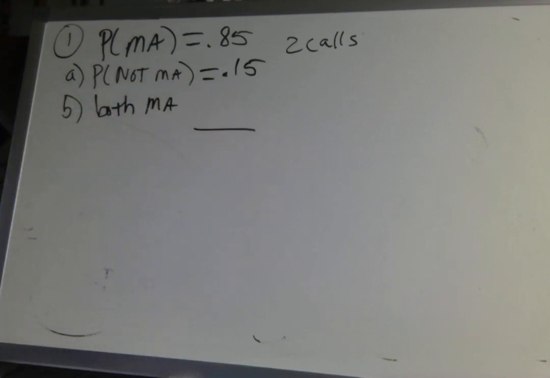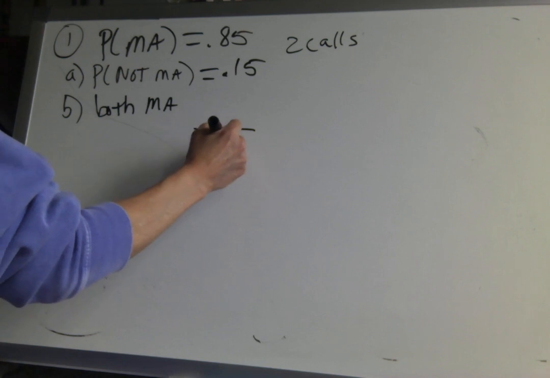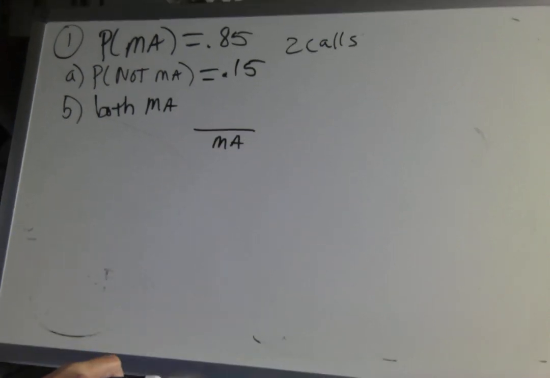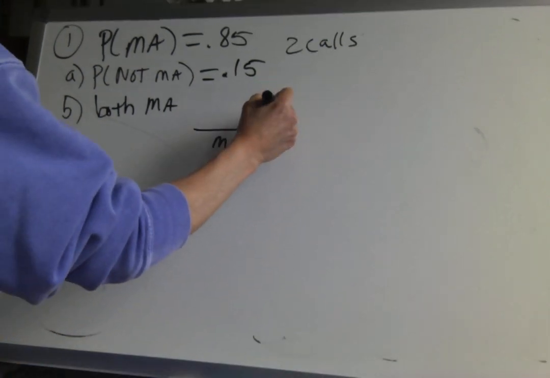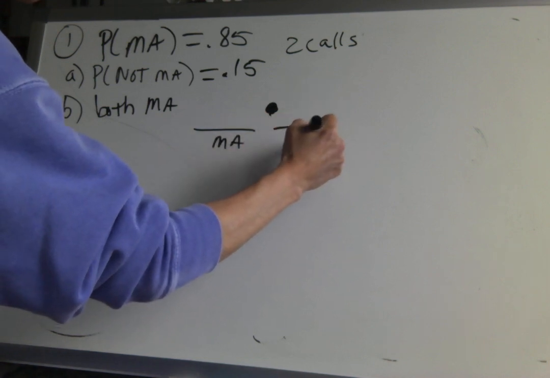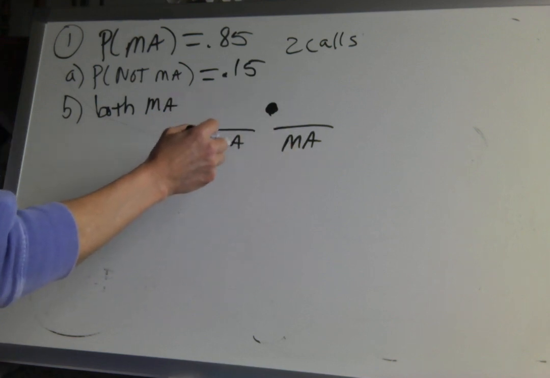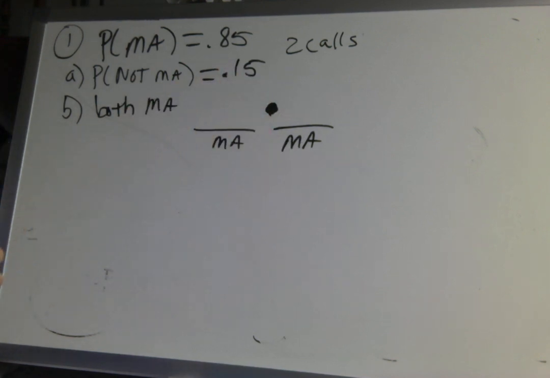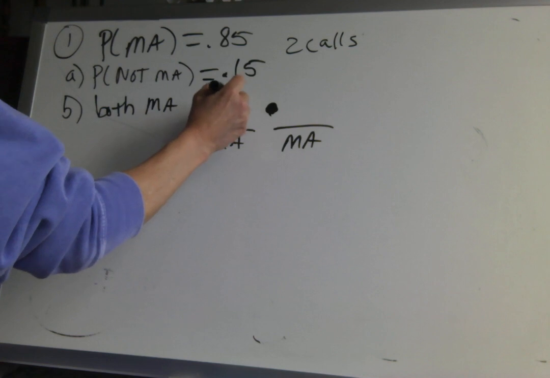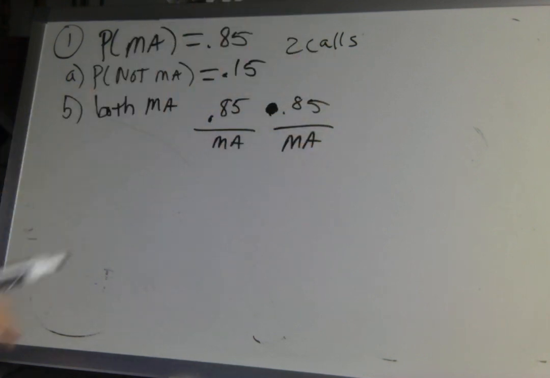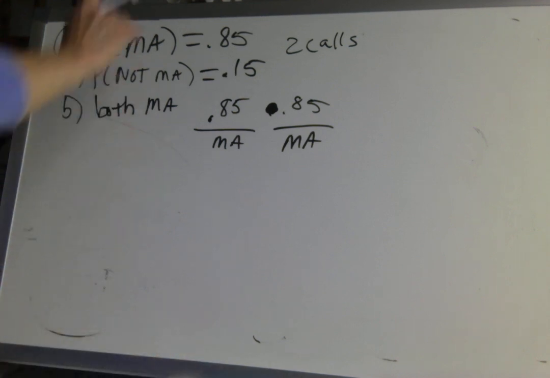So the first call has to be for medical assistance, and the second call has to be for medical assistance. I'm really trying to stress that A-N-D, because "and" means to multiply. That's our multiplication rule. So I have my two. First one's for medical assistance, and I need the second one to be for medical assistance. So I'm going to put in the 0.85 times the 0.85, and oh my goodness, did I forget my calculator?